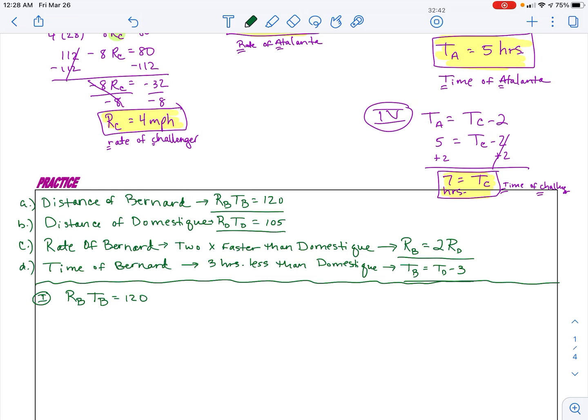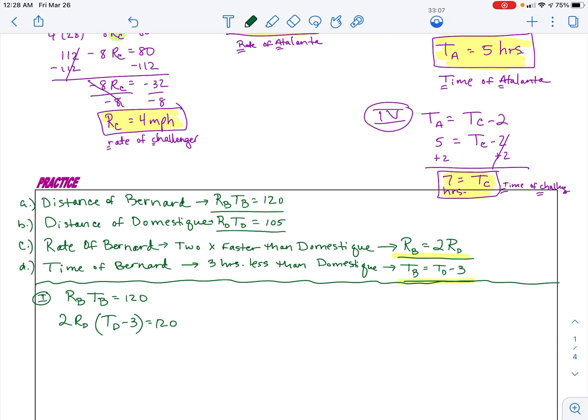Okay, and we're going to substitute in. Look at equation C. We're going to substitute that in for RB, so we're going to put in 2 RD. And for TB, we also have a value. Look at equation D. Let's substitute that in: TD minus 3 equals 120.